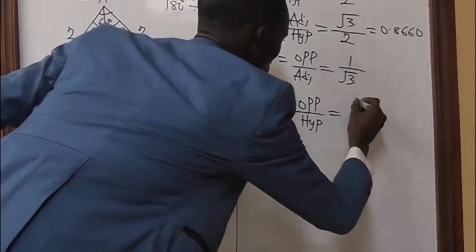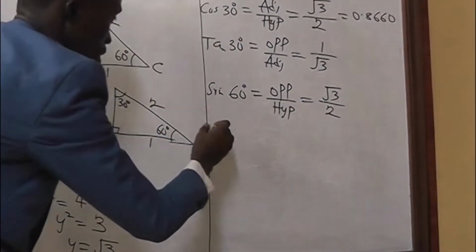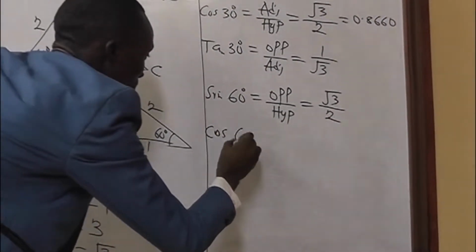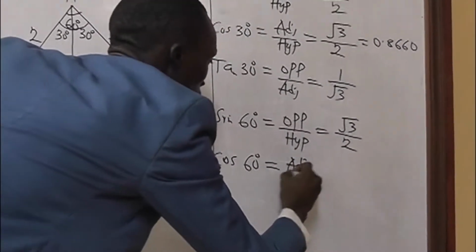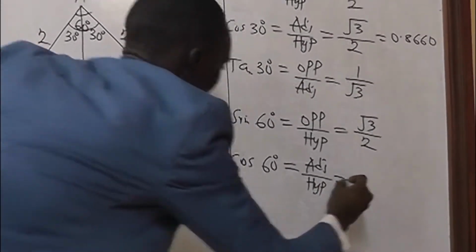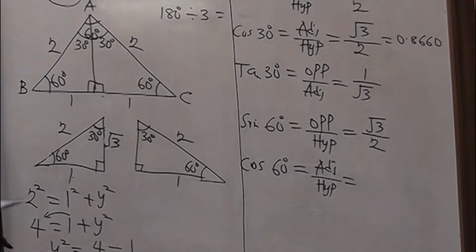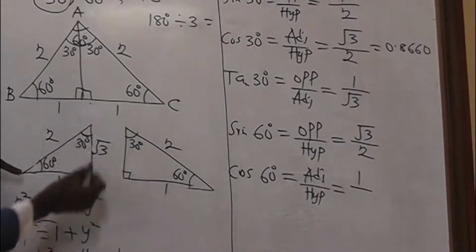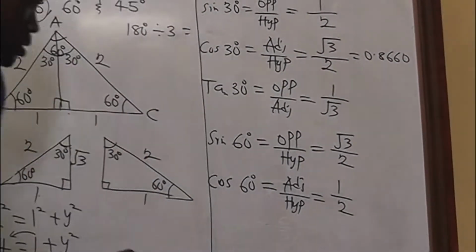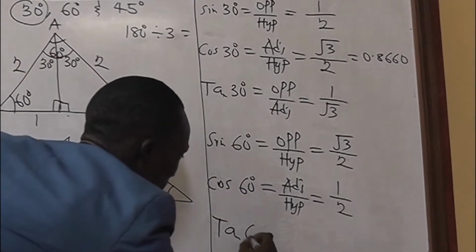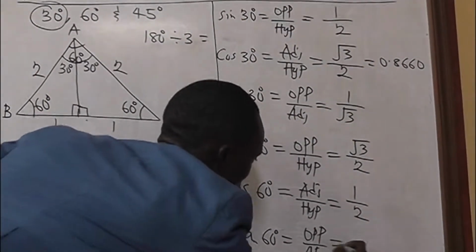So this one will give us root 3, since the opposite of 60 is root 3 over 2. Then from there we have cos 60 degrees. Cosine is adjacent over hypotenuse. The adjacent side to 60 degrees is 1. So that is 1. The side facing it happens to be the opposite, so the other side is adjacent, and our hypotenuse still remains 2. Then lastly, we have tan 60 degrees to be opposite over adjacent.